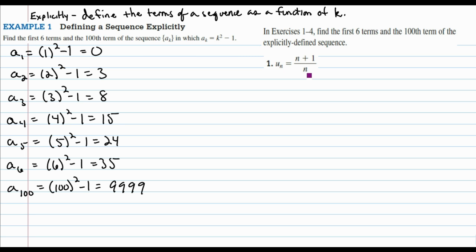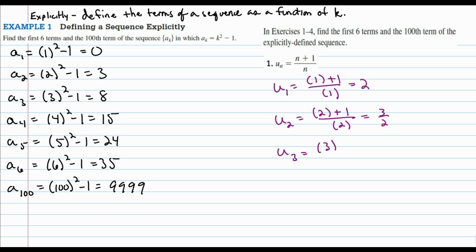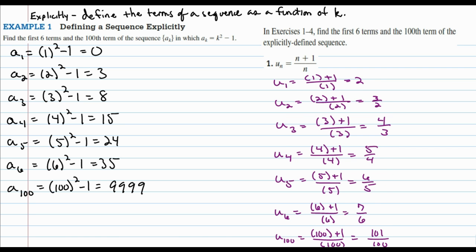They called this sequence u sub n. So u sub 1, I would take the number 1 and plug it in for each n. So 2 divided by 1 is 2. U sub 2 would be 2 plus 1 over 2. So 3 halves. U sub 3 would be 3 plus 1 over 3. And of course you're seeing the pattern. 2 over 1, 3 over 2, 4 over 3. The next one's going to be, that's right, 5 over 4, etc. And there are my first 6 terms and my 100th term using this rule for this explicitly defined sequence.